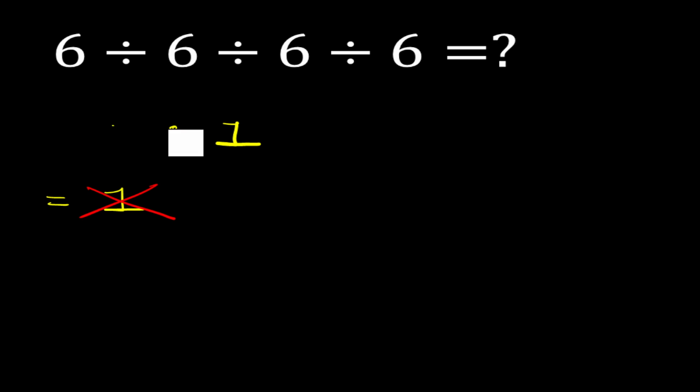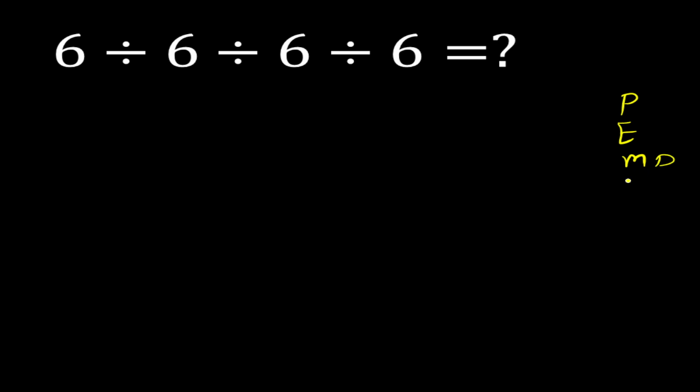So now let's solve this problem correctly by using a PEMDAS rule, right? PEMDAS, P-E-M-D-A-S. According to PEMDAS, first priority is parentheses, second priority is exponents, third priority is multiplication and division, then fourth and last priority is addition and subtraction.